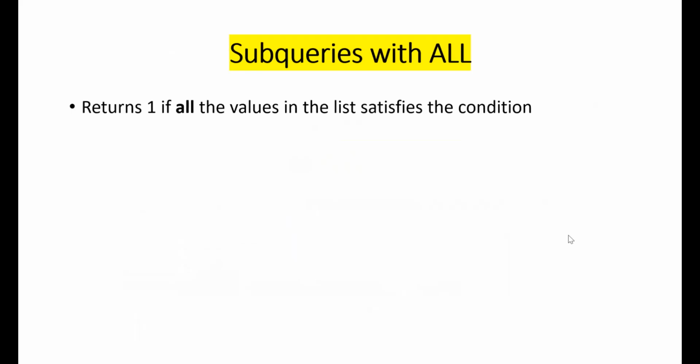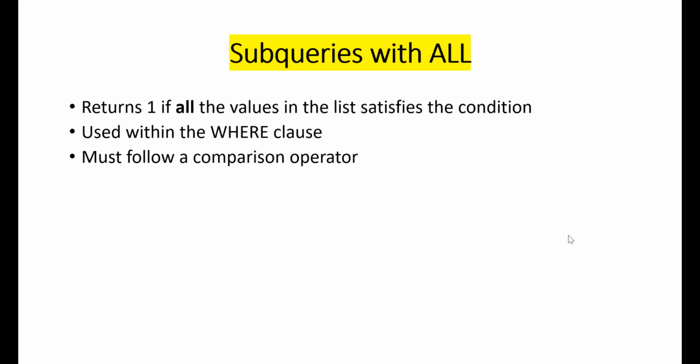Next, we have subqueries with all. So all returns 1 if all the values in the list satisfy the condition. It means that no single row has to be false. So everything needs to be true. Otherwise, it will return false. Okay, it is also used within the where clause and must follow a comparison operator.